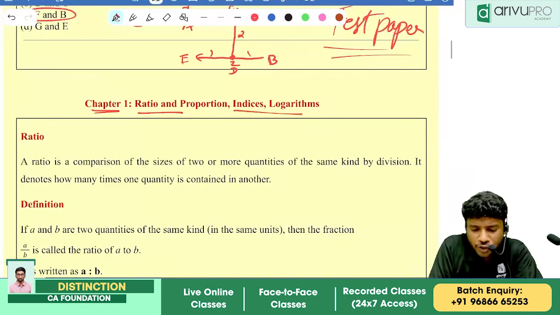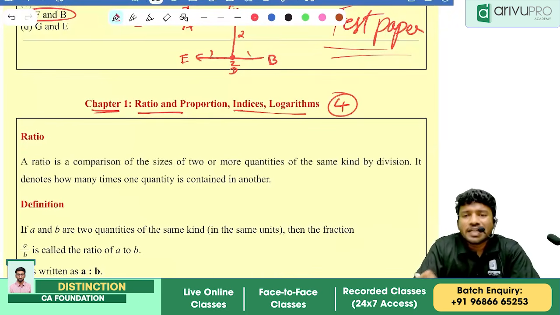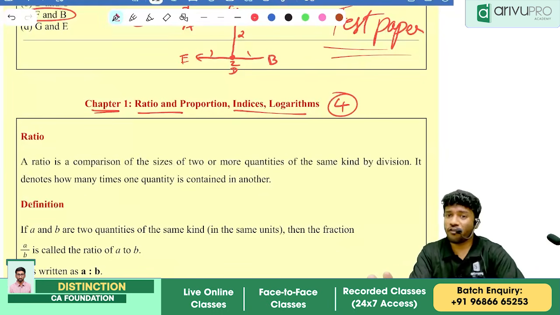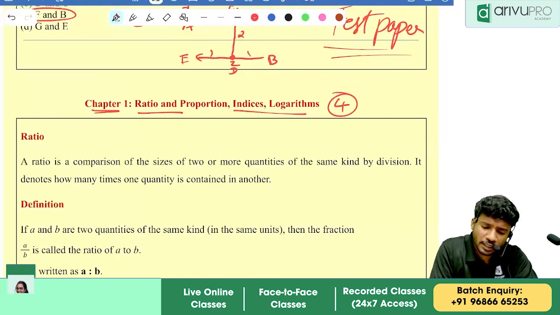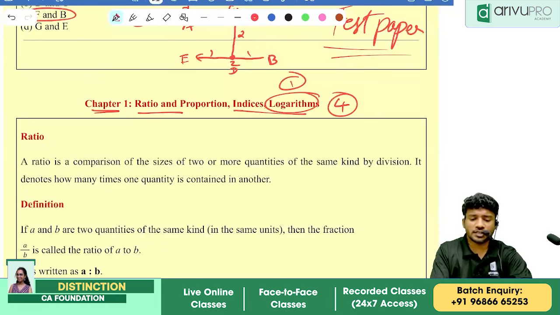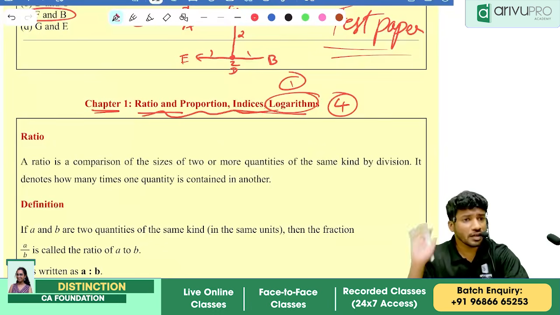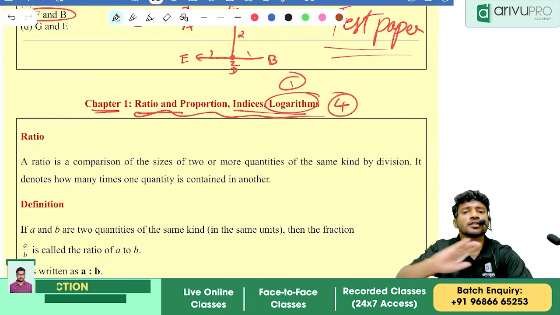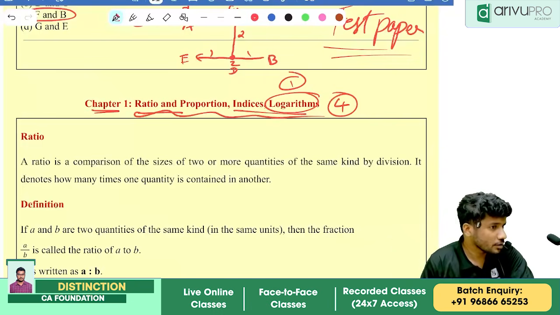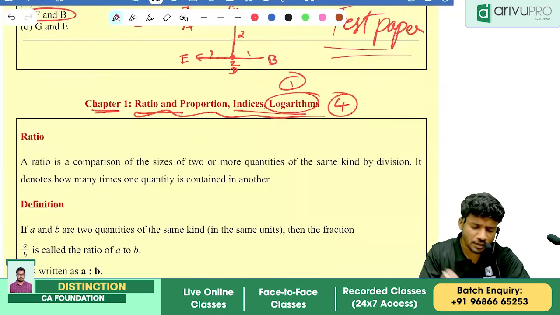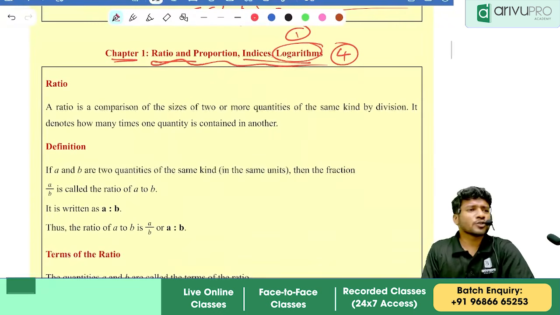Ratio, proportion, indices and logarithm. It can go up to 4 marks. Usually the weightage is 4 marks. And usually what happens is logarithm will always have 1 mark or 2 marks, and the rest will be based on that. Remember this. Usually they will connect all the topics together and ask the question. Very easy chapter, but a little difficult to study.